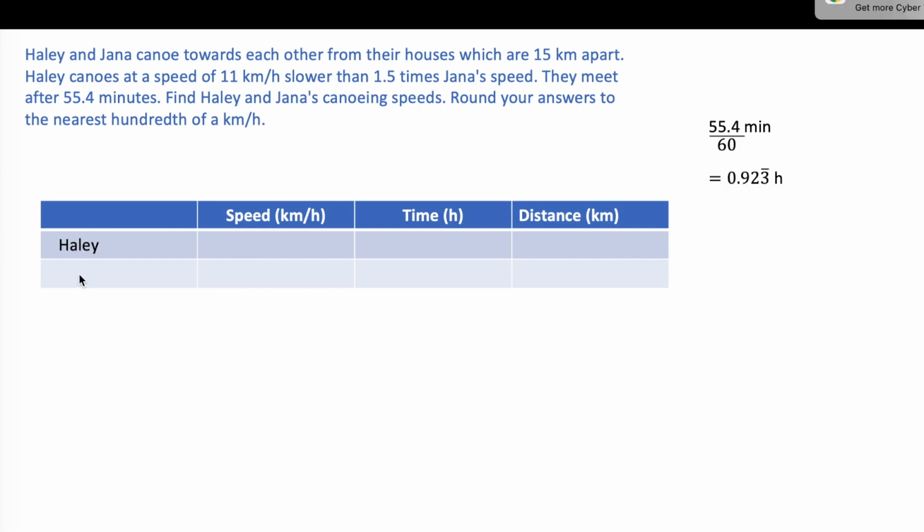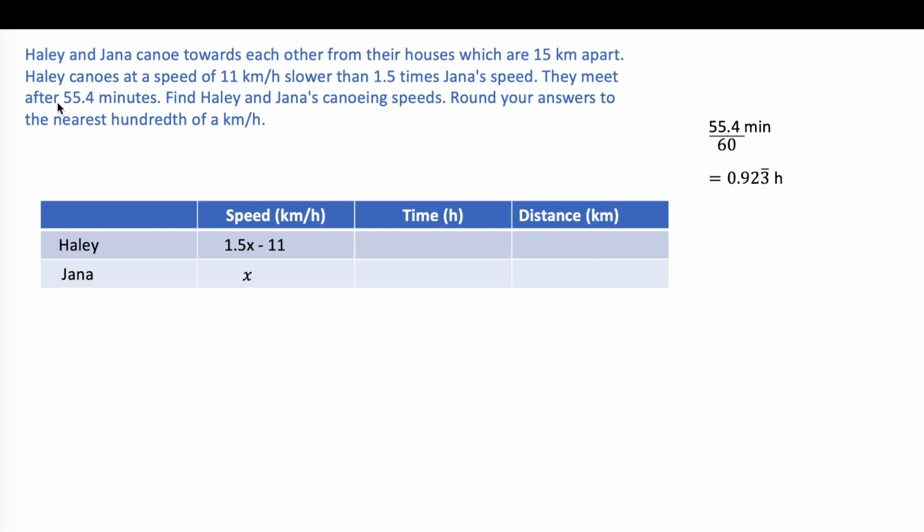I'm going to put Haley and Jana's names on the table, and then their speeds. Haley's speed is 11 kilometers an hour slower than 1.5 times Jana's speed. So Haley is compared to Jana. That makes Jana x, and Haley is going to be 1.5 times Jana's speed, 11 kilometers slower than that, so 1.5x, then take away 11.